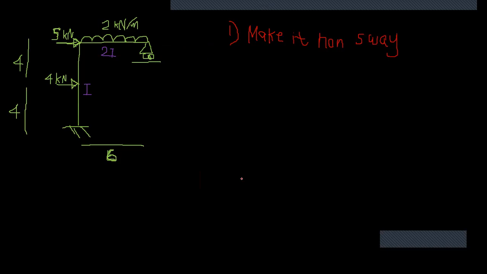Make it non-sway. Why do you make it non-sway? The first thing is you have bending moment due to loading as well as bending moment due to the settlement. Sorry, actually the displacements, right? You can't work it out simultaneously, so we need to separate those.